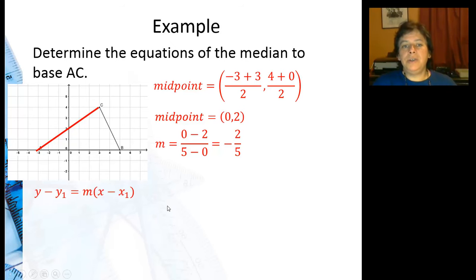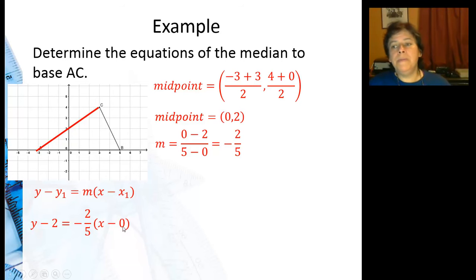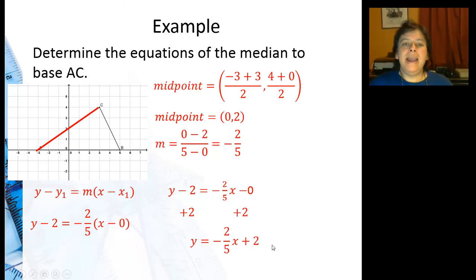Then just use the point slope formula. y minus 2 equals negative 2/5 times x minus 0, using the midpoint. I could technically also use the vertex. That should also work. And when I distribute, I get y minus 2 equals negative 2/5 x. Add 2 to both sides, and I get my final equation of the median, which is right there. And you can see it matches. If you look at that slope right there, it goes down 2/5, and the y-intercept is 2.